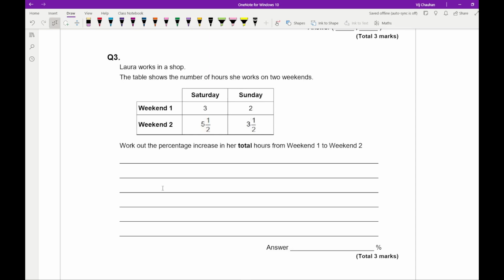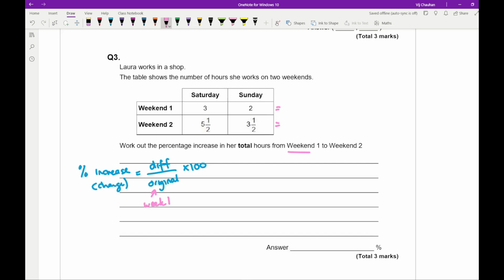weekend 2. So for this, what we need to do is to find the percentage increase or change, then the formula is the difference divided by the original multiplied by 100. Now the original in this case, because we're looking at week 1 to week 2, the original is going to be week 1. So from this, what I then need to do is to work out the total hours worked on Saturday and Sunday for both weekends.